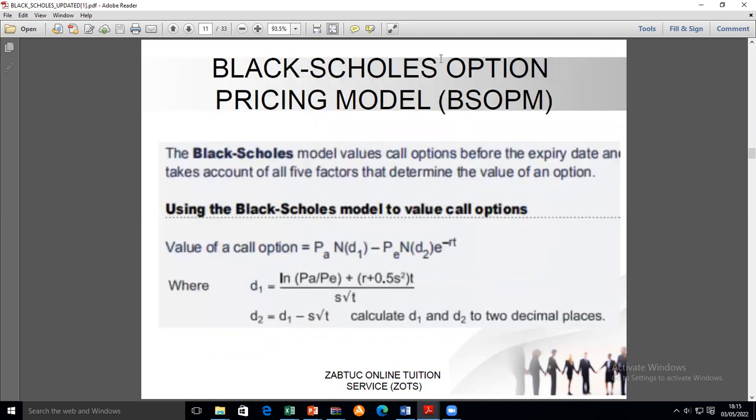So now time has come for us to introduce you to the formula. The formula is called Black-Scholes option pricing model. What is it used for? The Black-Scholes model values call options before the expiry date and takes account of all 5 factors. It uses all the 5 factors that determine the value of an option.